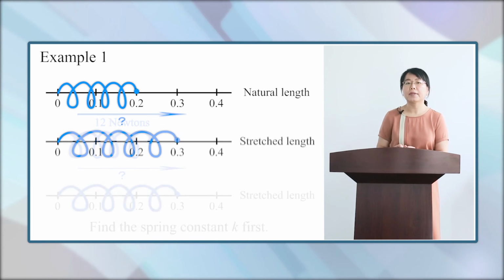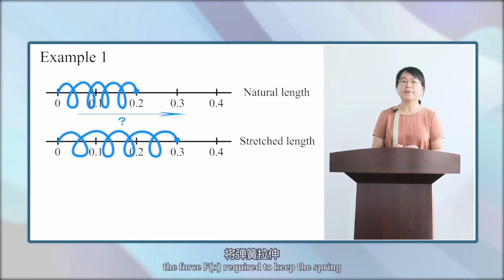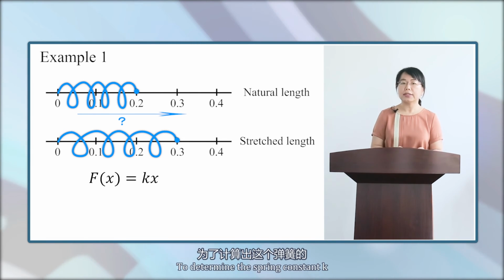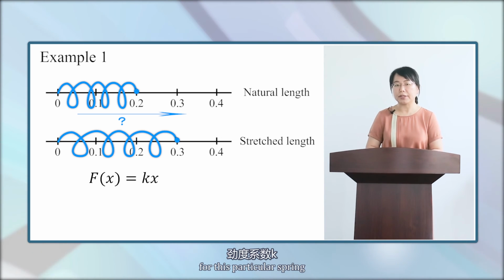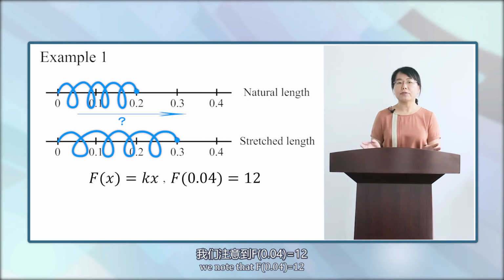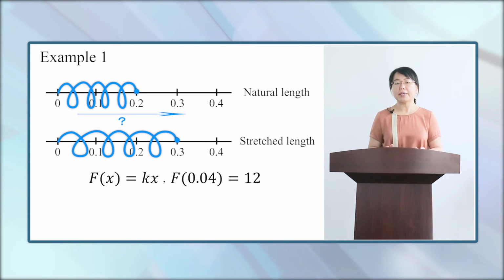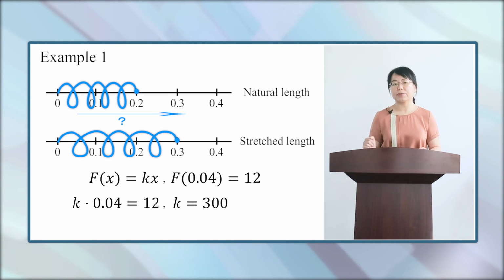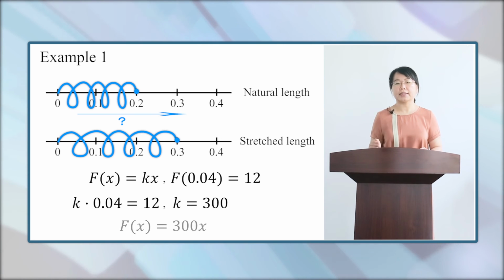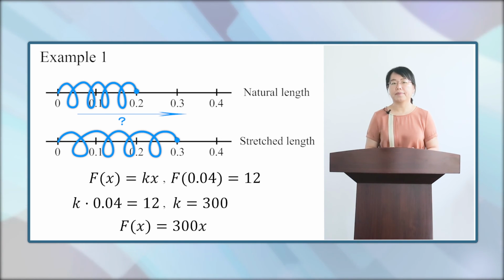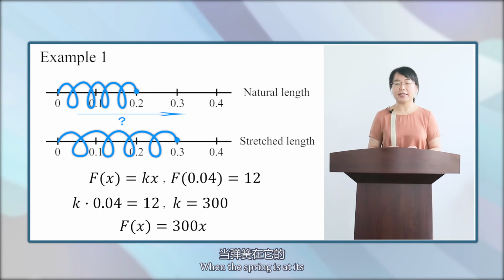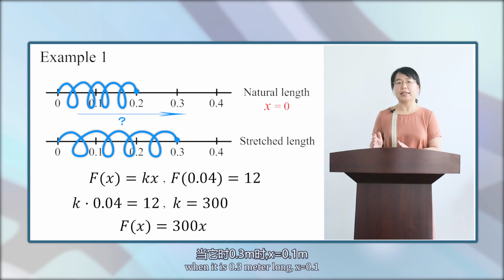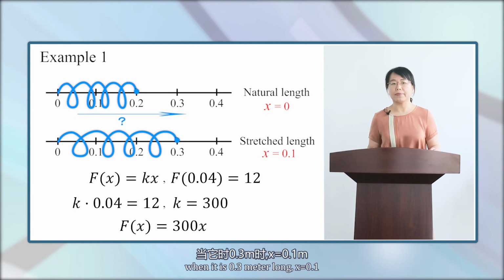Now let's solve it. By Hooke's law, the force f required to keep the spring stretched x meters is given by f of x is equal to kx. To determine the spring constant k for this particular spring, we know that f of 0.04 is 12. That means k times 0.04 is 12. Or we can solve that k is 300. So f of x is equal to 300 times x. When the spring is at its natural length of 0.2 meter, x is 0. When it is 0.3 meter long, x is 0.1.